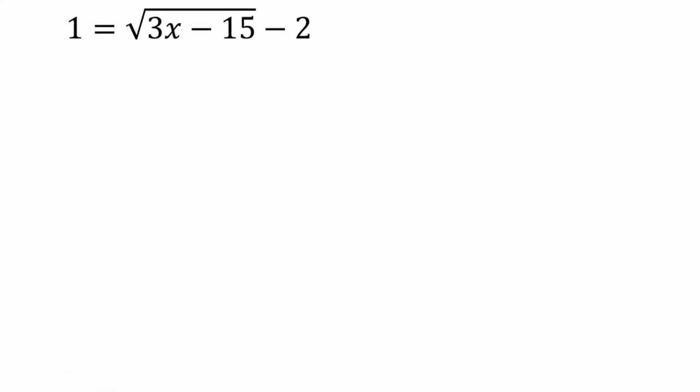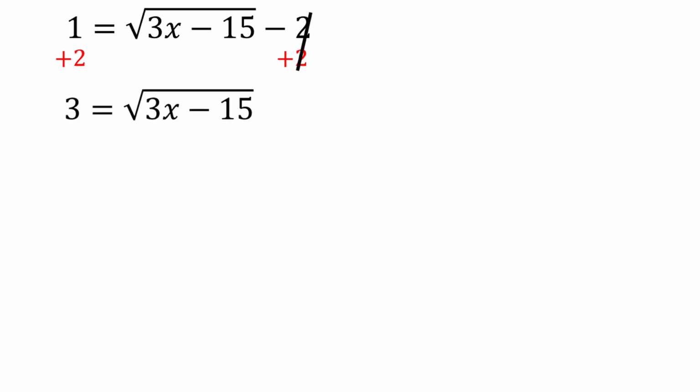Let's try another one. We have 1 equals the square root of 3x minus 15, minus 2. We want to have the square root isolated on one side of the equation before we square both sides. So first we must add 2 to both sides. We have 3 is equal to the square root of 3x minus 15.